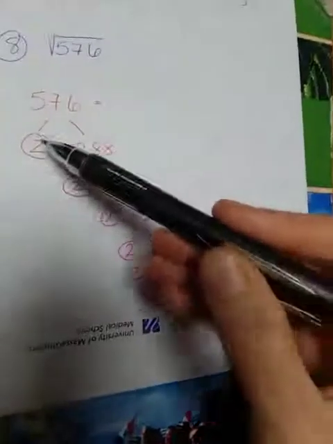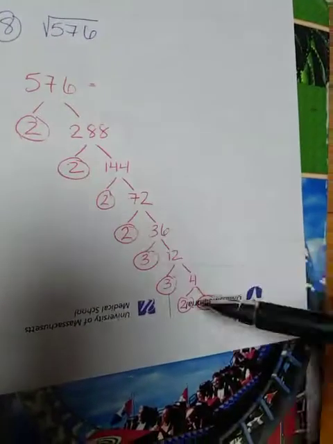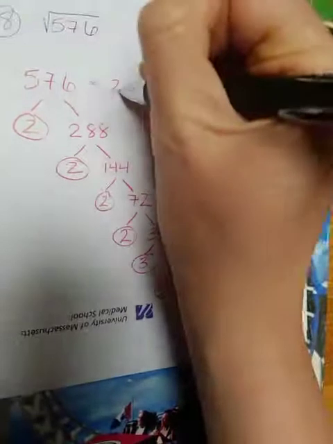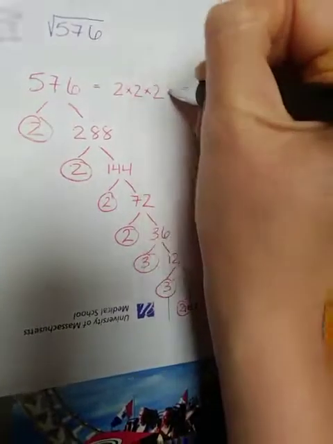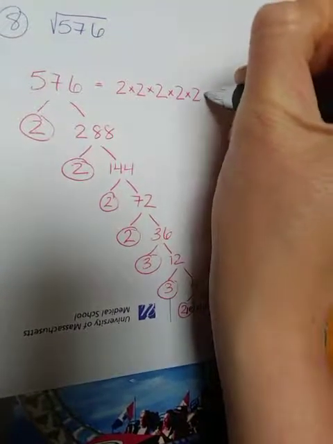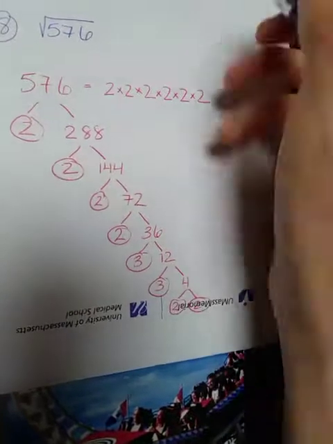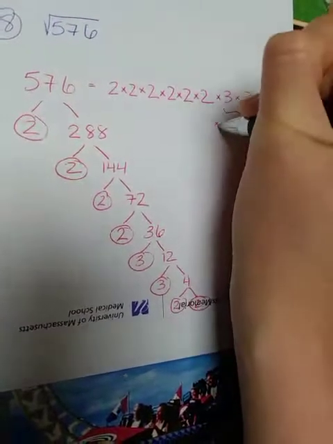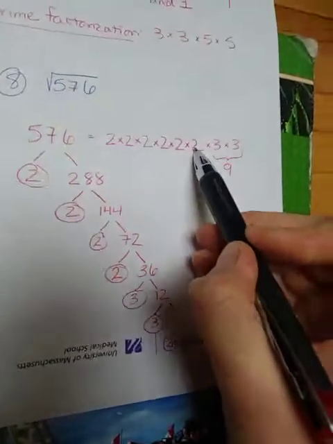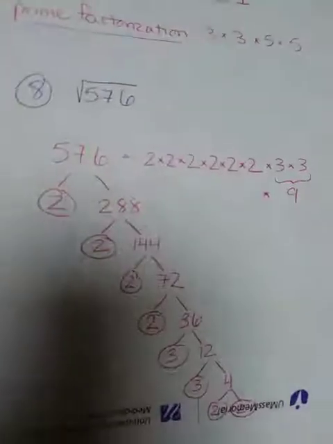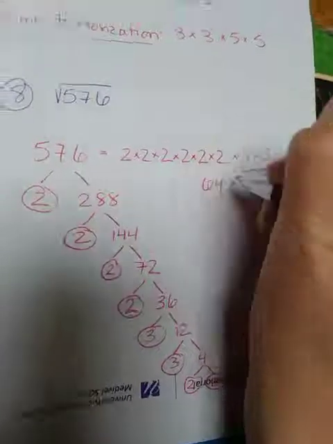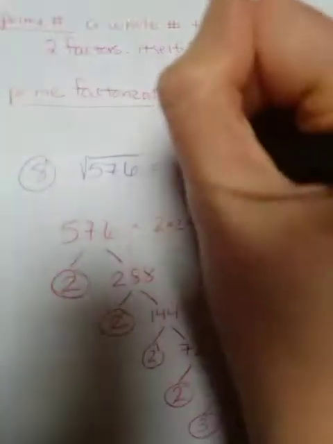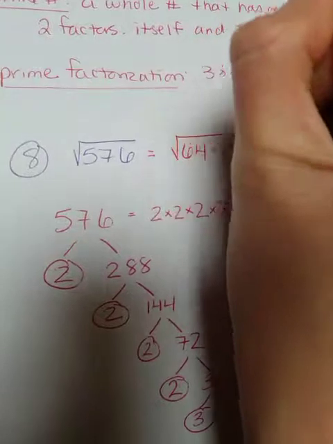So the prime factorization, how many 2's do I have? 1, 2, 3, 4, 5, 6. And then how many 3s? I have 2 3s. Let's wrap this up here. 3 times 3 is 9. And what's 2 to the 6th power? If you do that out, that's going to be 64. So really, I can rewrite 576 as 64 times 9.